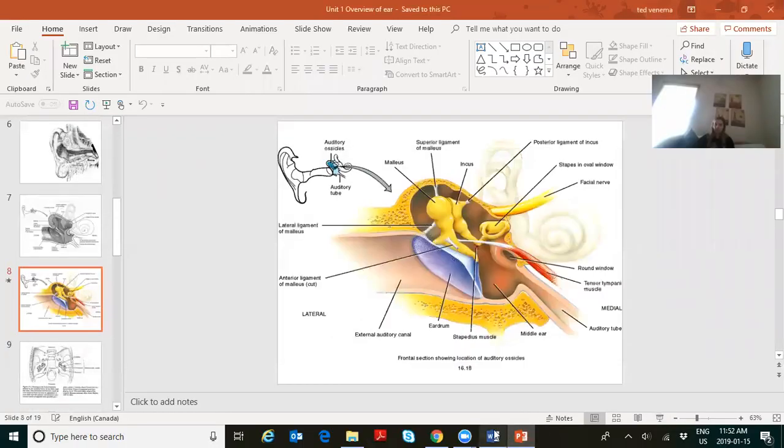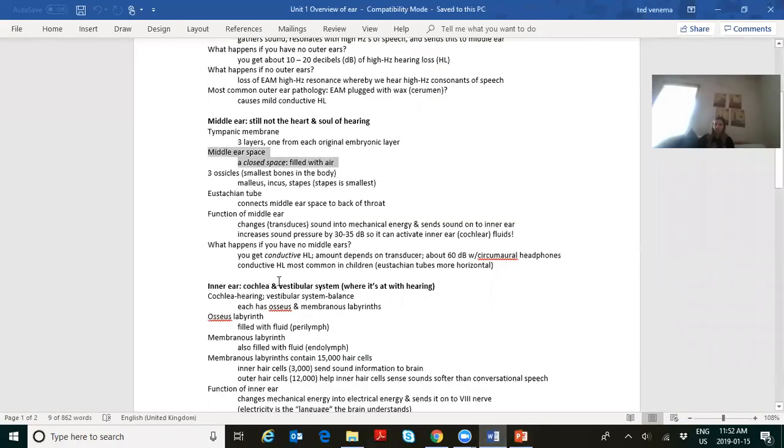So if I click on this now and we go to our notes, middle ear, let's read what we talked about. Tympanic membrane or eardrum, middle ear space, it's closed, filled with air. You have the three ossicles, three bones, the smallest in the body, the malleus, incus, and stapes, and of these, the stapes is the smallest. You then have your eustachian tube, and notice how that word is spelled.